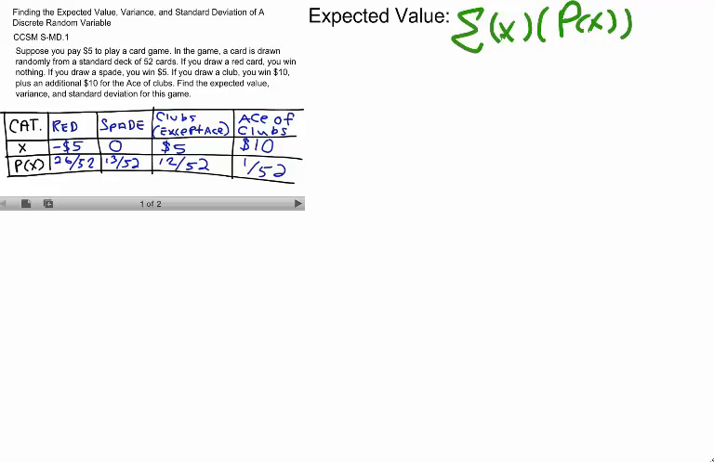We're going to begin by working this problem out longhand, and then we'll go back and repeat the problem, this time using a TI-84 graphing calculator. The formula for finding the expected value of a discrete random variable is the sum of x times p of x. So in other words, we take each x value, multiply it by its corresponding probability, and then sum the products.